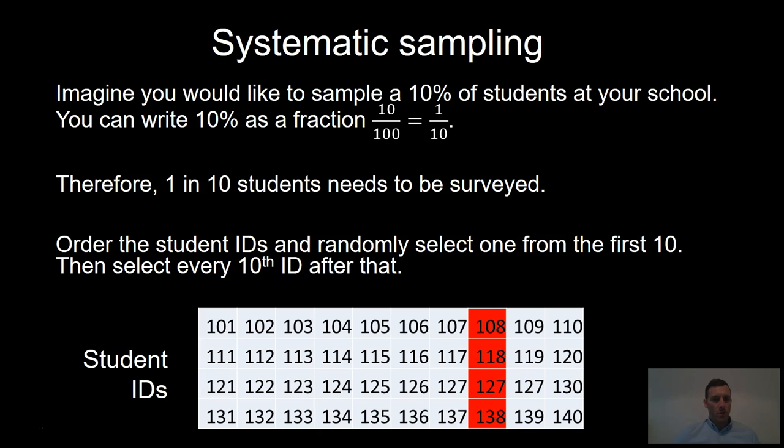So here I've ordered 40 student IDs, randomly selected the 8th student ID in the first 10, and then I select every 10th after that. So you can see I've got them in groups of 10 to make it nice and easy. The first student ID selected was 108, then we select every 10th after that. So we go 108, 118, 127, 138.